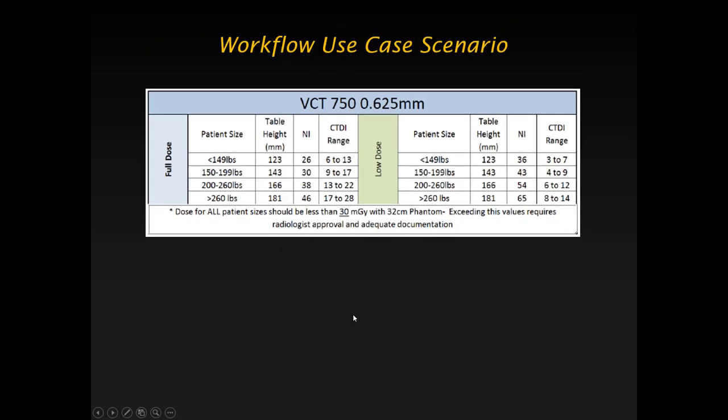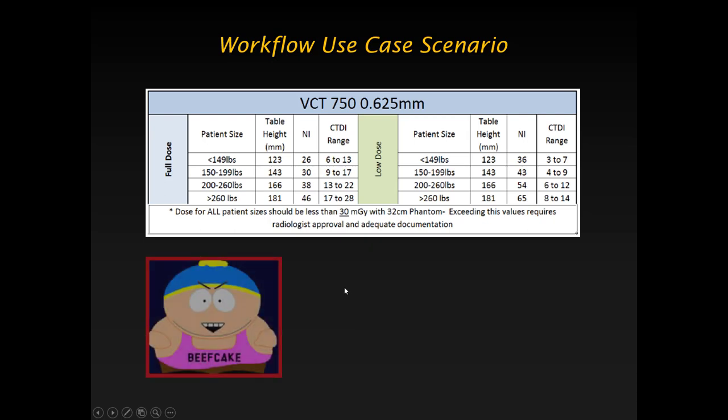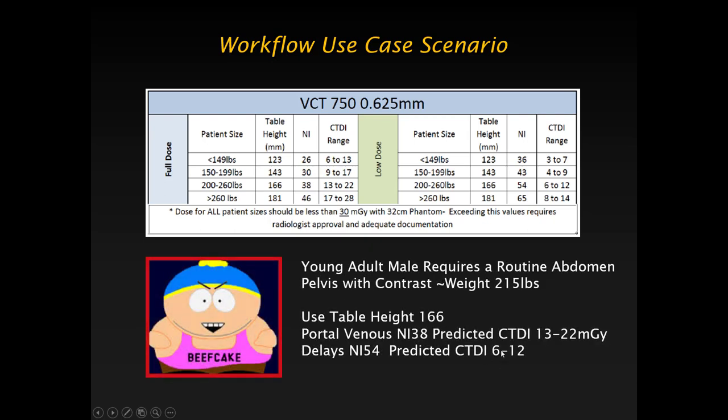So let's take a look at workflow. We'll do a use case scenario. We have a larger patient, a young male. He's 215 pounds, and we need to do a routine abdomen and pelvis with contrast. We have two acquisitions: a standard dose portal venous phase and a low dose renal delay. So we'll find the patient's size, we'll map the table height, we'll perform our scout, we'll type in a noise index value of 38, and we should get somewhere between 13 and 22 milligray, and as long as it's there, we're good to go.